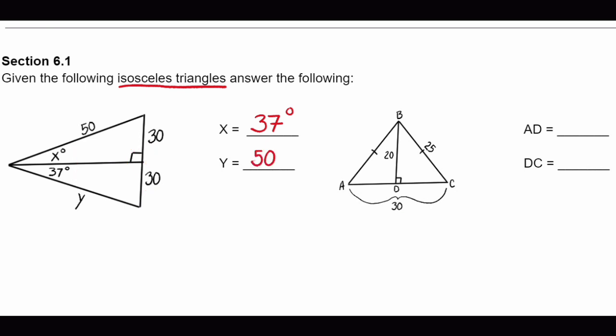To find y, we have to remember that it is an isosceles triangle, and since it is an isosceles triangle, that means if one of the sides is 50, the other side is 50.